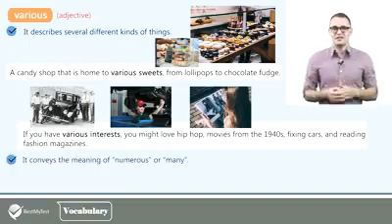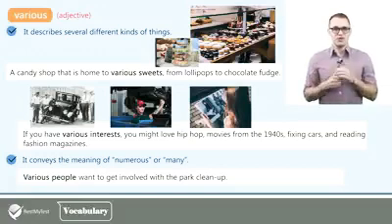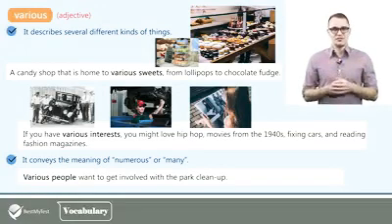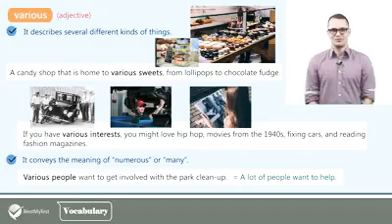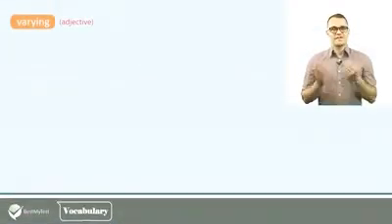Various can convey the meaning of numerous or many. Like when you say, various people want to get involved with the park cleanup, this means a lot of people want to help. The next word is varying.